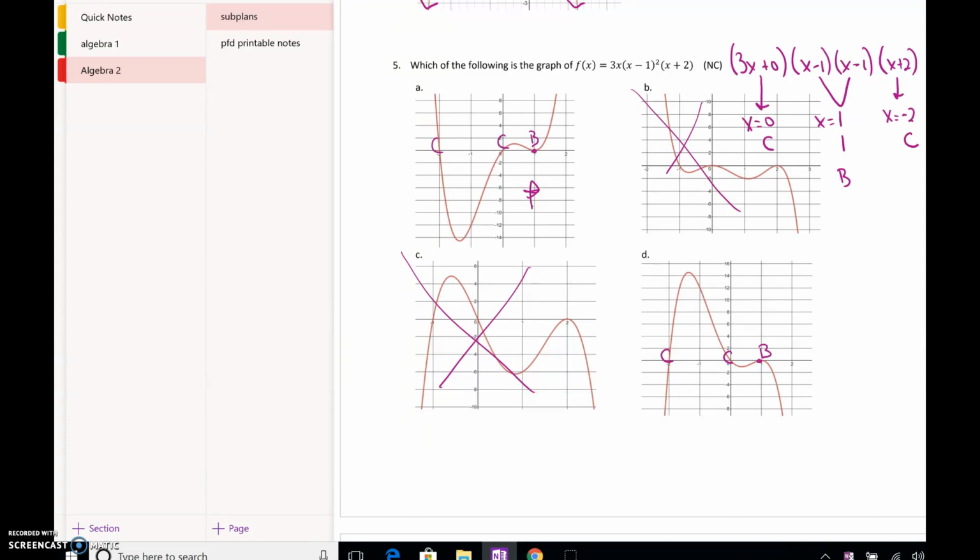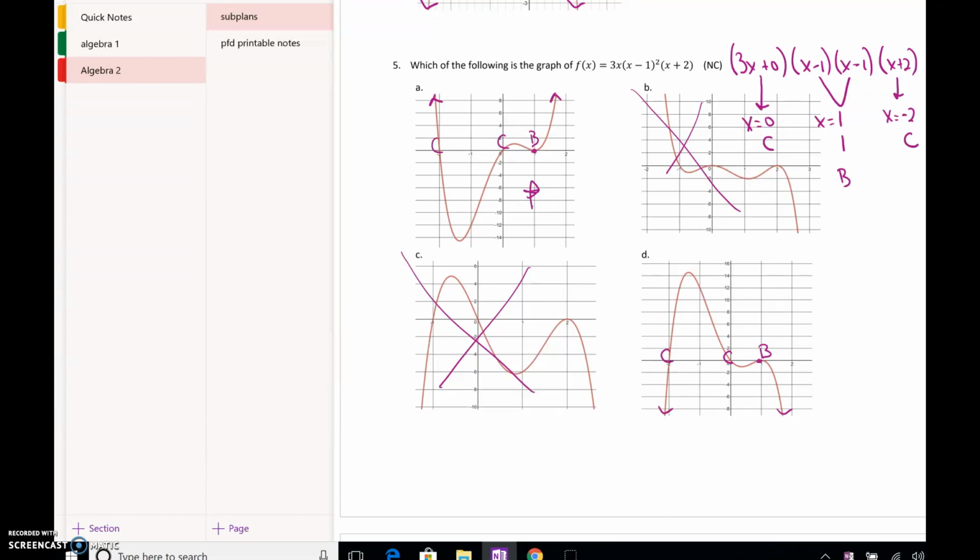So what's the big difference between the two shapes? The big difference is that on A, this is going up. That meant if this were in standard form, I would have had a leading coefficient that was a positive number. And since this is upside down, my leading coefficient would have been a negative number.